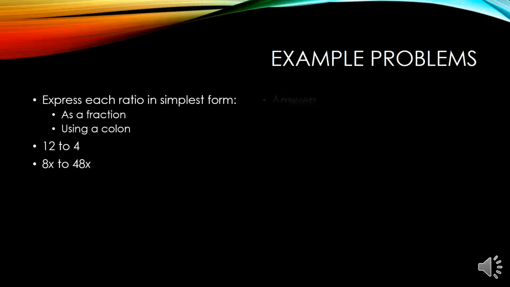Let's take a look at 12-4. When we reduce that, it's 3/1 or 3:1. We need to reduce all ratios to simplest form. 8x to 48x would reduce to 1/6 or 1:6.